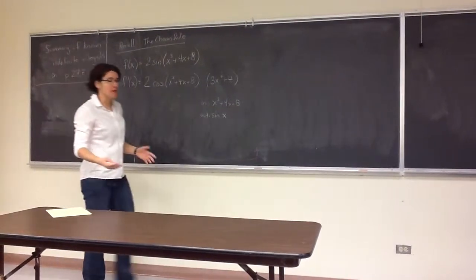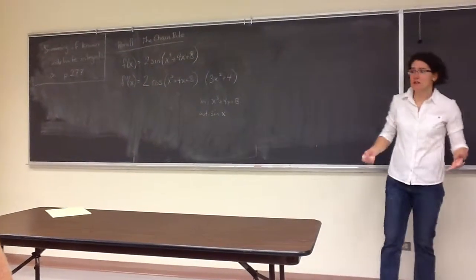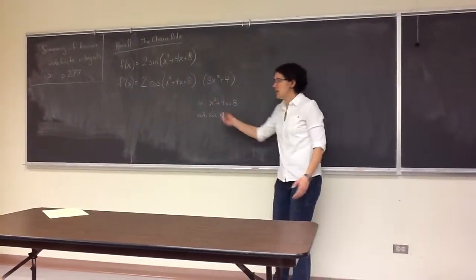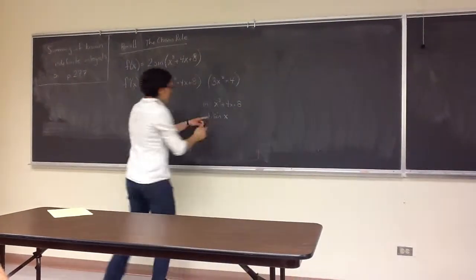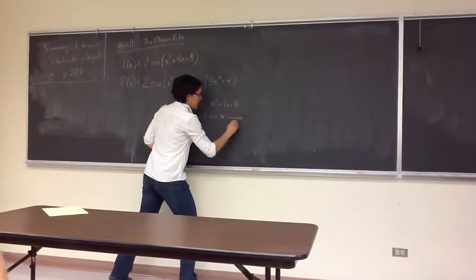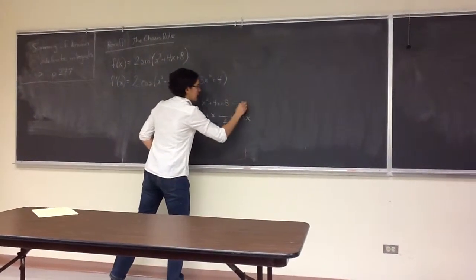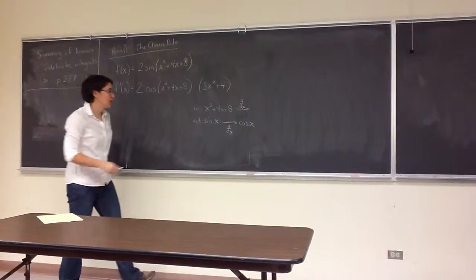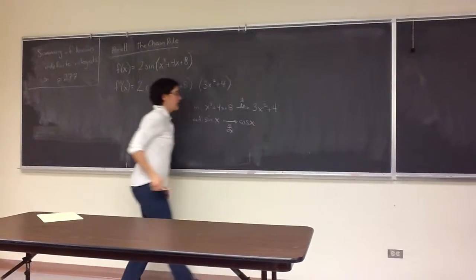So the chain rule says, and there are many, many different ways to say the chain rule. The way that I usually say it is, the chain rule is the derivative of the outside, keeping the inside the same, times the derivative of the inside. And so in terms of my calculations, my derivative of sine x is cosine x, and my derivative of my inside, x cubed plus 4x plus 8, is 3x squared plus 4.